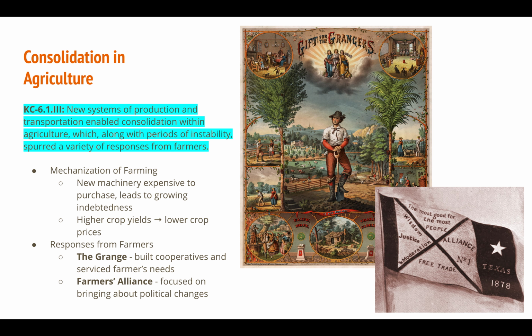So farmers get together and they create alliances and cooperatives, the first one being the Grange. These would create cooperatives in grain elevators and ways to store the grain before they sell it on market, to try and battle all the other things that were working against the farmers in making a profit. The Farmers Alliance was focused really on bringing about political change, creating political parties or lobbying politicians to create legislation that was going to benefit the farmers, like regulating the rates that railroads would charge farmers for transporting their crops from one place to another.